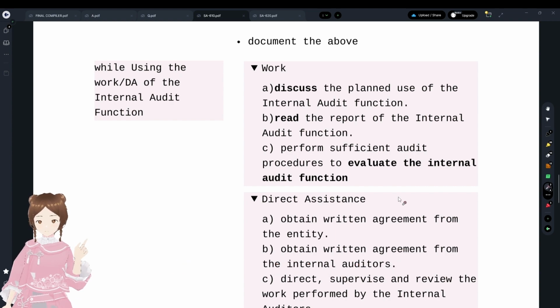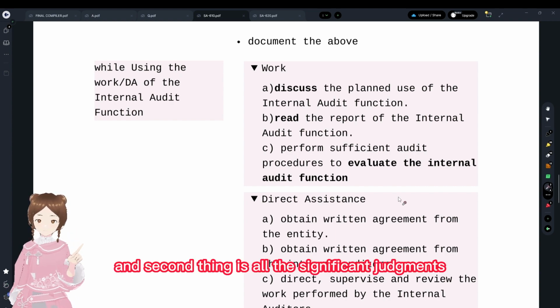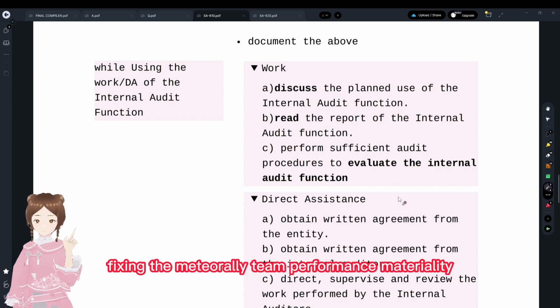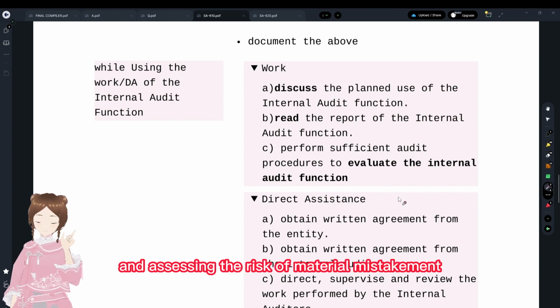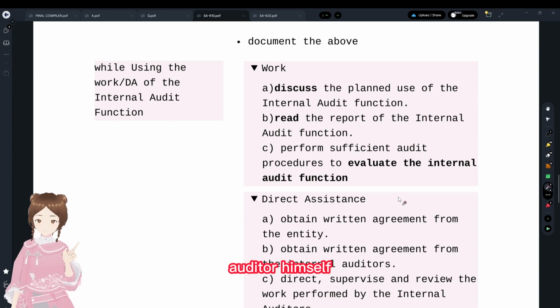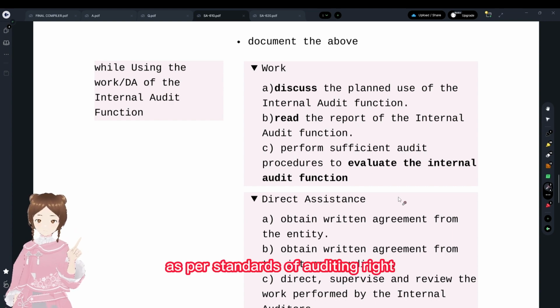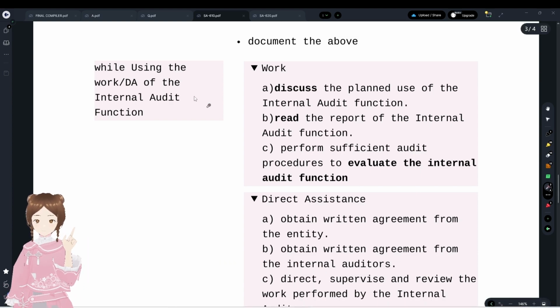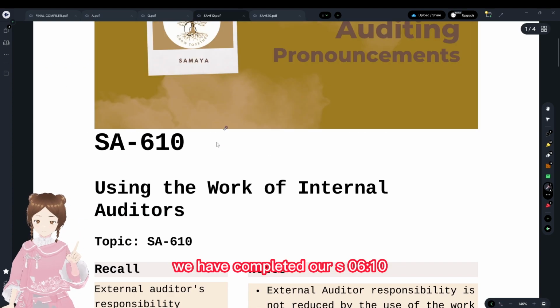And the second thing is all the significant judgments, like fixing the materiality, performance materiality and assessing the risk of material misstatement. All these things have to be done by the auditor himself as per the standards on auditing, right? You must not assign that to the internal auditors. And with that said, we have completed our SA 610.